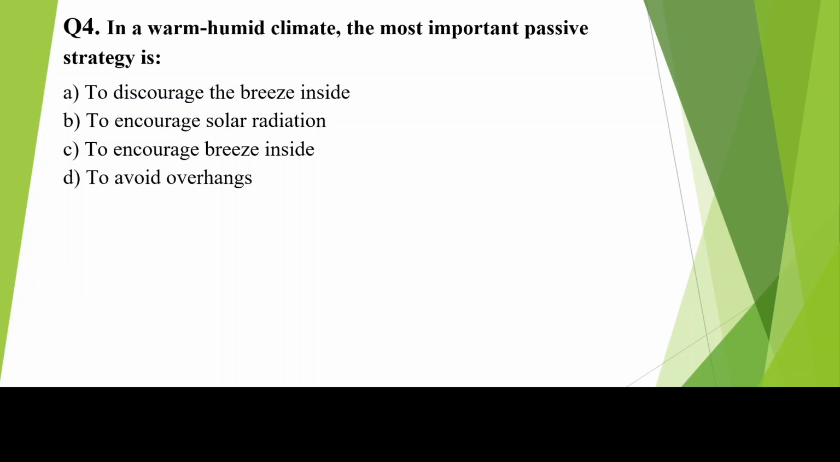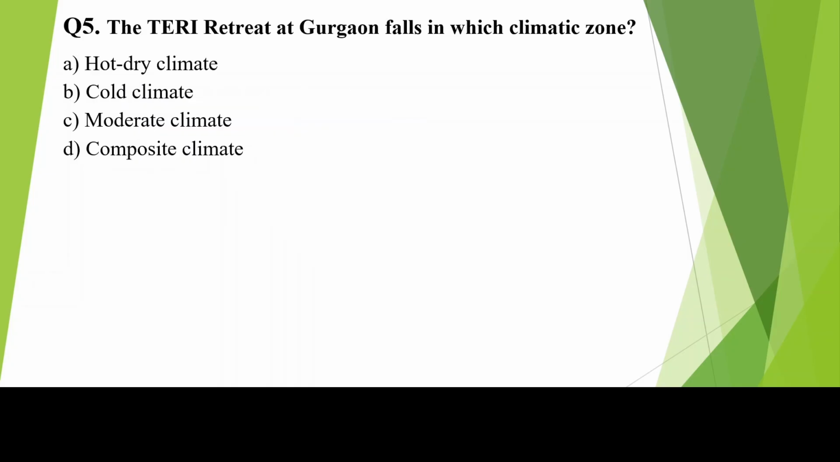So comfort, whenever it is required in warm and humid climate conditions, depends upon the air movement a lot across the body. Thus the orientation and the openings should maximize the cross ventilation and encourage the breeze or air inside. So option C is the correct answer, and all of you have marked it correctly. It's good to see. So let's move to question 5 then.